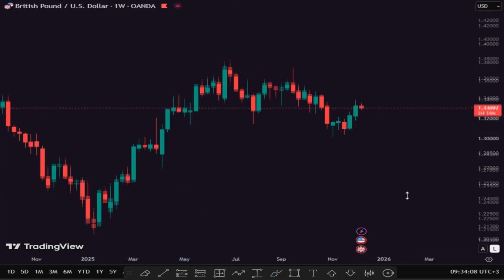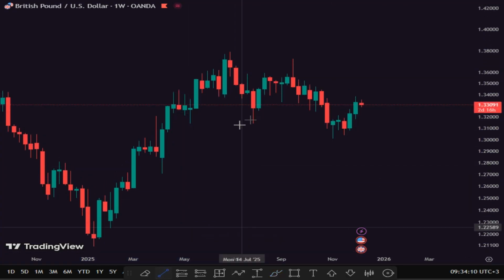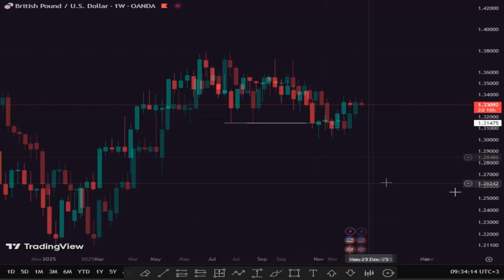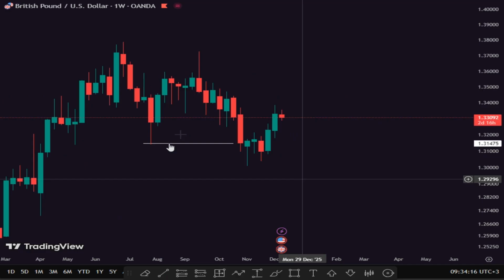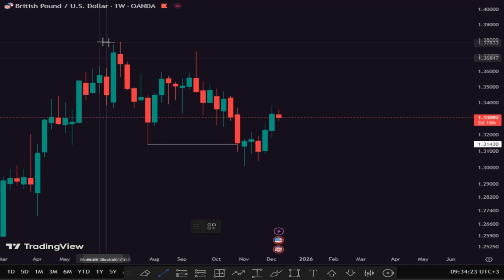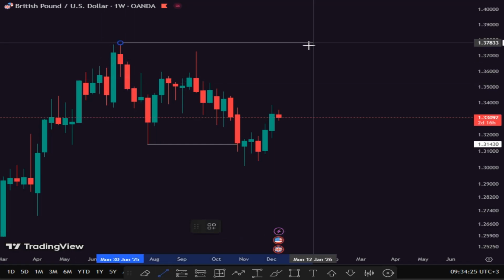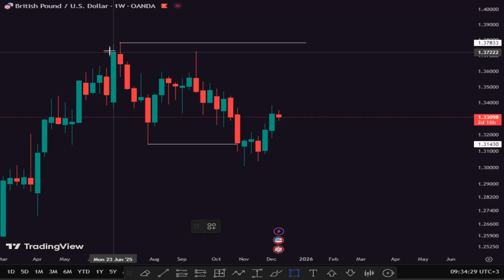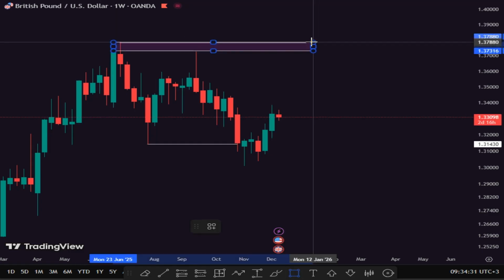If you look at this level right here, this was our last low, right? Price created that level as our last low. Let me just adjust this right there. So that was our last swing low, and of course right here was our swing high, right? So in fact, let me now bring in this zone right here and call it our supply zone.